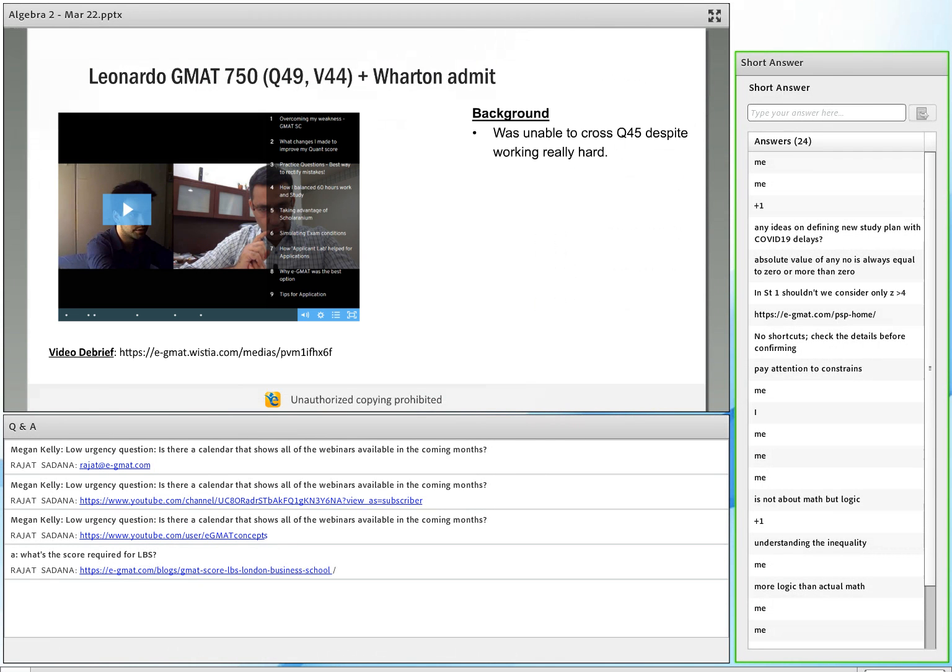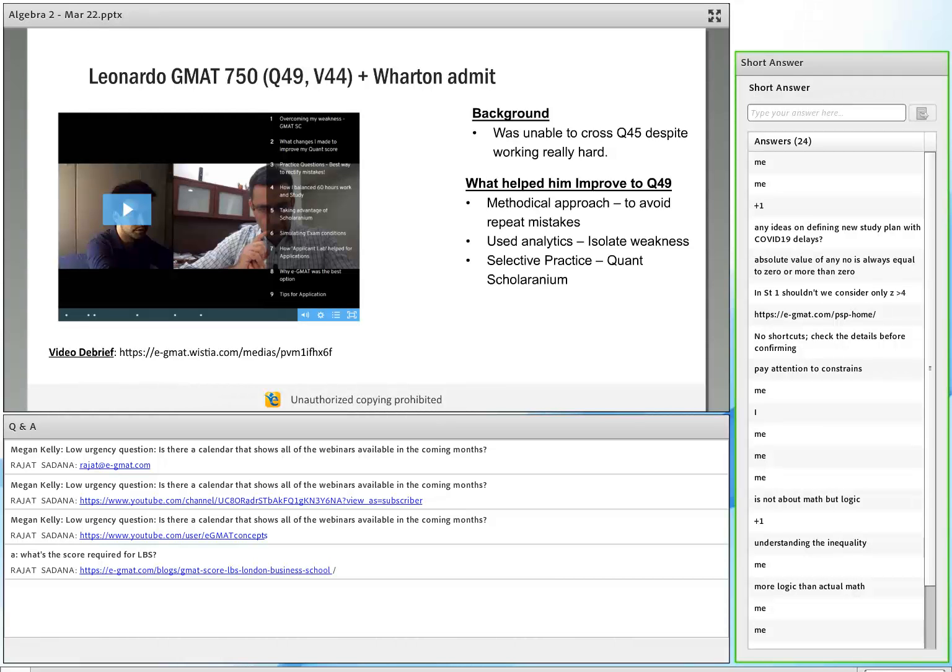As an example of a guy who improved from a Q45 to a Q49, he received an admit from Wharton. He also scored a 98th percentile on verbal overall. And again, very similar stuff. The only thing was he had a slightly stronger foundation. But again, he was stuck at a Q45. The reason he was unable to improve beyond a Q45 was because he focused on the math. He lacked the methodical approach. Once he got into the methodical approach, once he started applying constraints, he avoided those repeat mistakes. Then he also used data to isolate his weakness. How did he do that? He used quant scholaranium in doing that. Got admits from a bunch of schools, by the way.